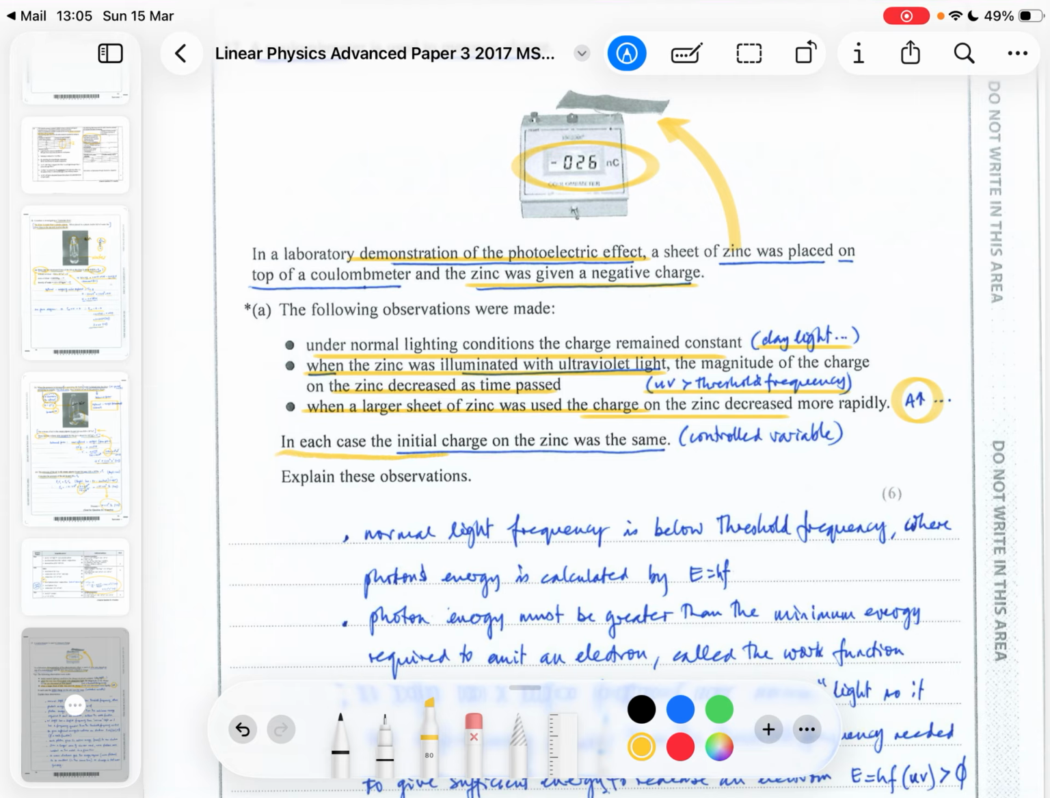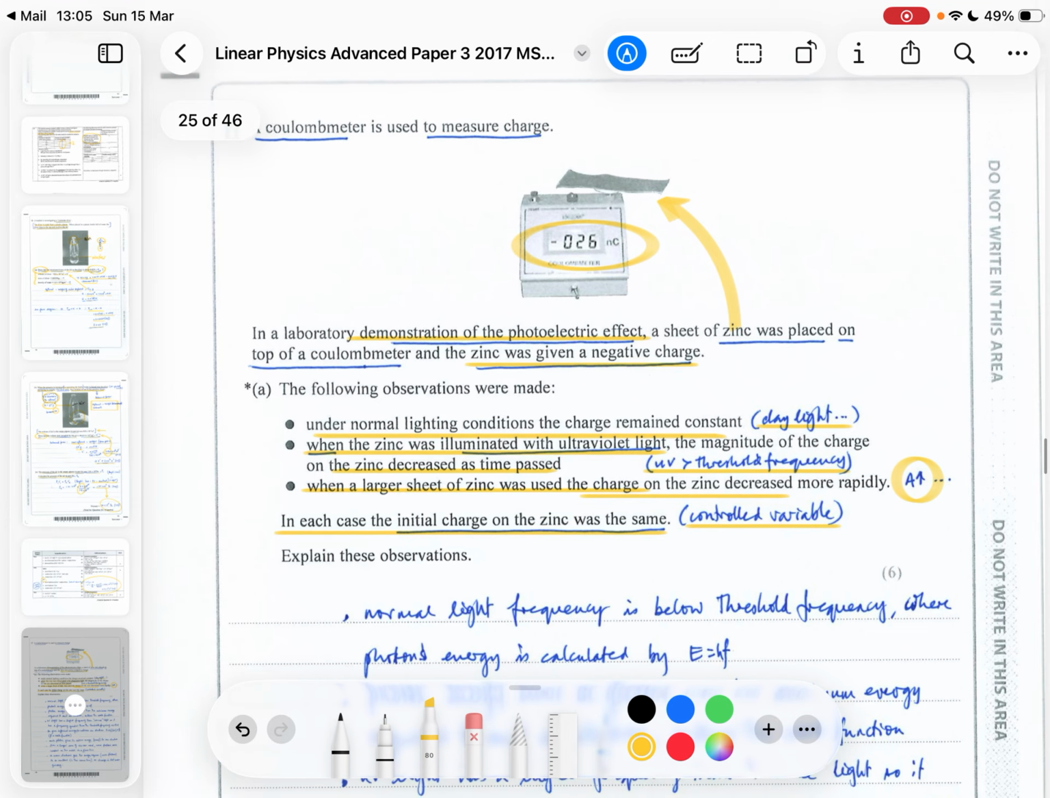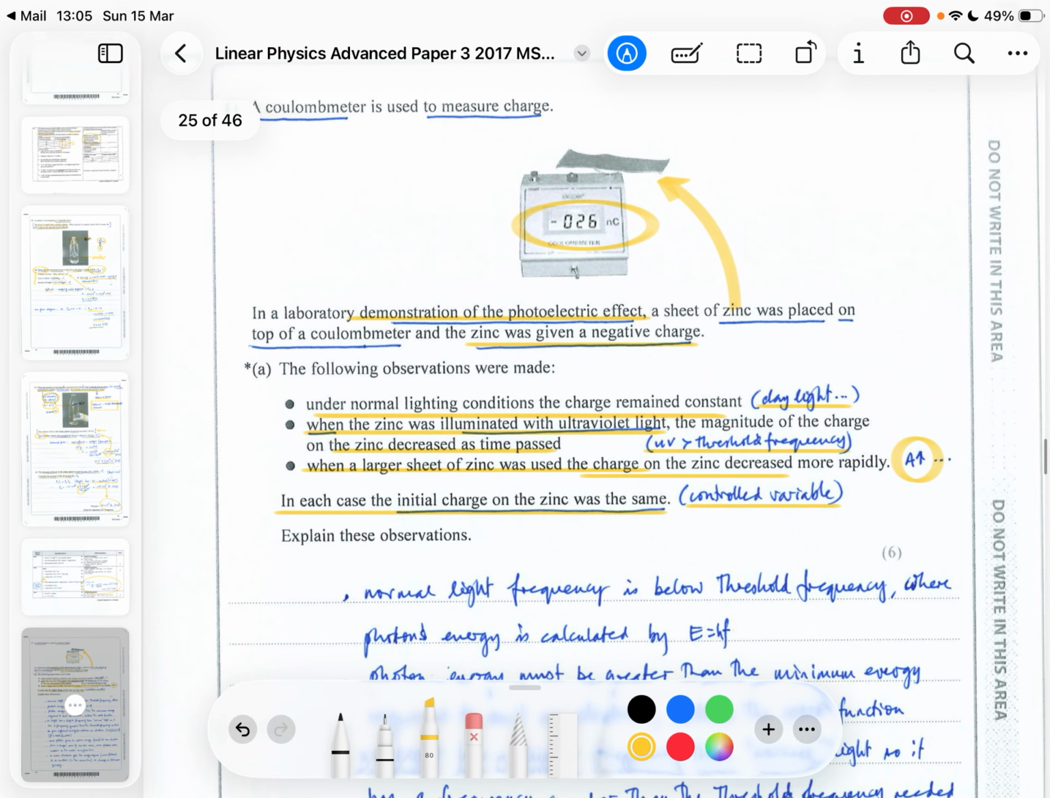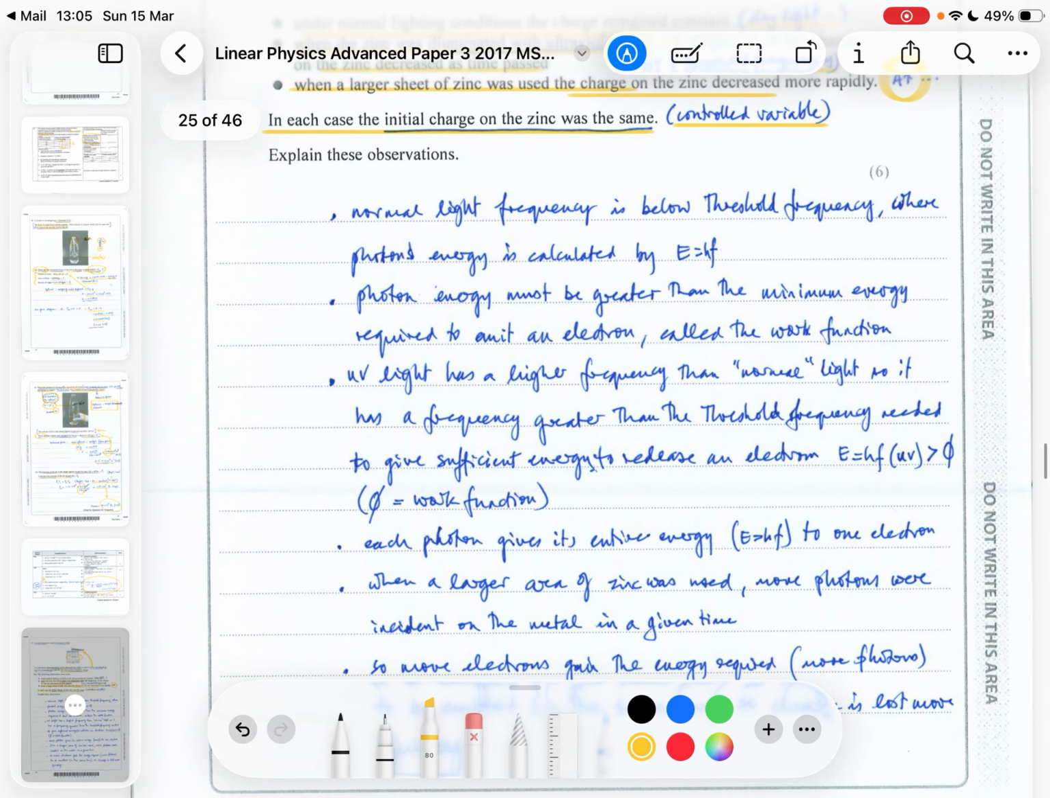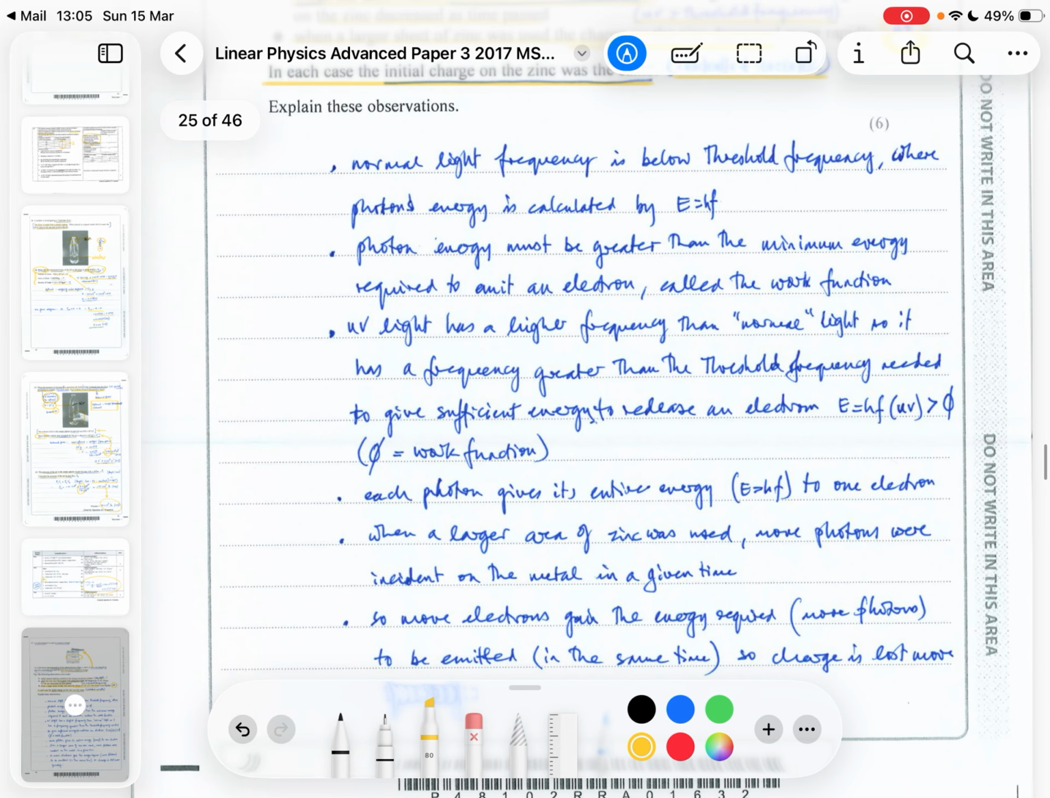In each case, the initial charge on the zinc was the same amount. So they controlled, that's the control variable. They haven't necessarily said how they charged the zinc. Doesn't matter. Okay? I'll let you think about that in your own time. So explain these observations. So normal light frequency is below the threshold frequency needed for zinc, for photon energy to be high enough to release electrons.